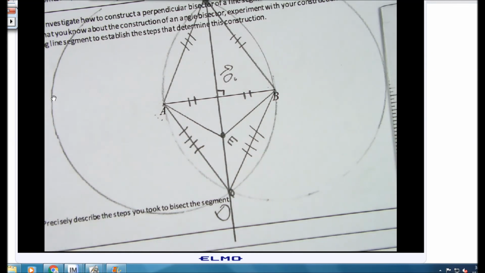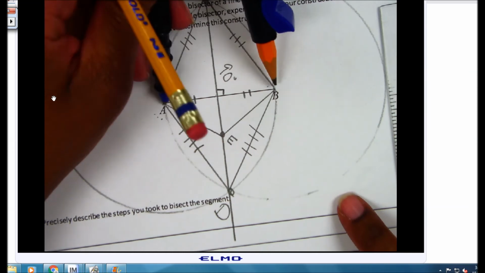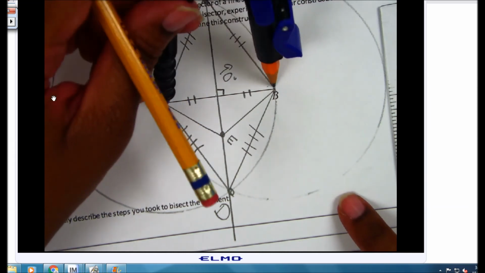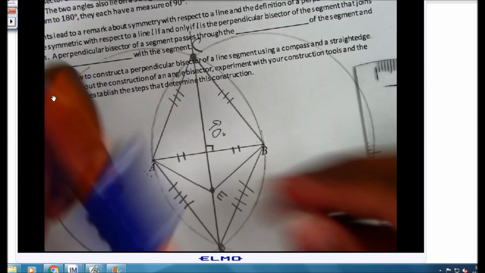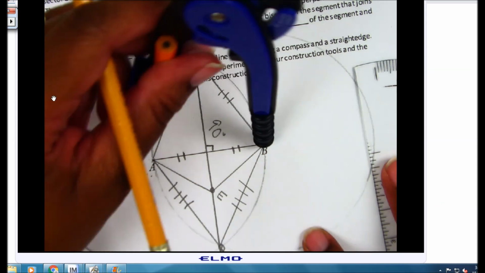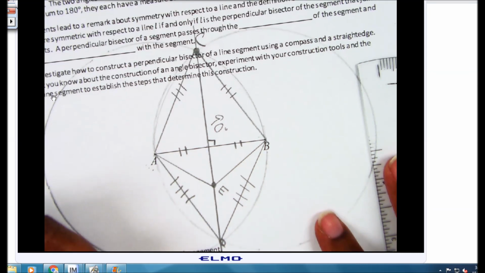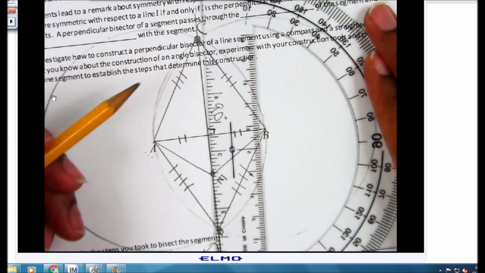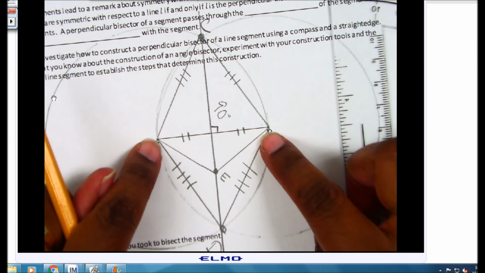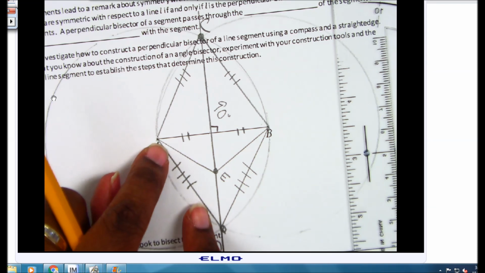Recap. Steps to construct the perpendicular bisector. You take your compass, you find two endpoints, you label them. Then you find the distance from one endpoint to the other, and you construct the circle. You turn your compass to the other endpoint, and you construct the second circle. The points where they intersect, we label those points. Between those two points is the line that forms the perpendicular bisector, and any segments that connect the endpoints to any point on the perpendicular bisector are congruent.